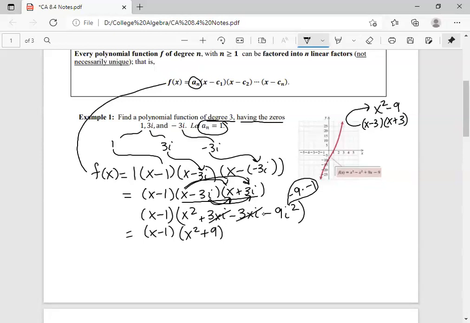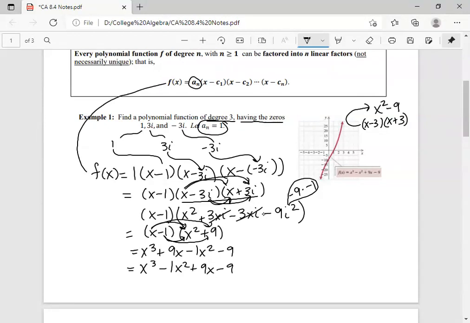So now I can do FOIL and be done with this. x times x squared is x to the third. x times 9, 9x, that's right. Negative 1 times x squared. And negative 1 times 9 is negative 9. The last thing you might want to do is put these in order, but I don't think you have to. Just with the highest power exponent on the x first, because that's the way you're normally going to see it, but both of those answers are correct, right?